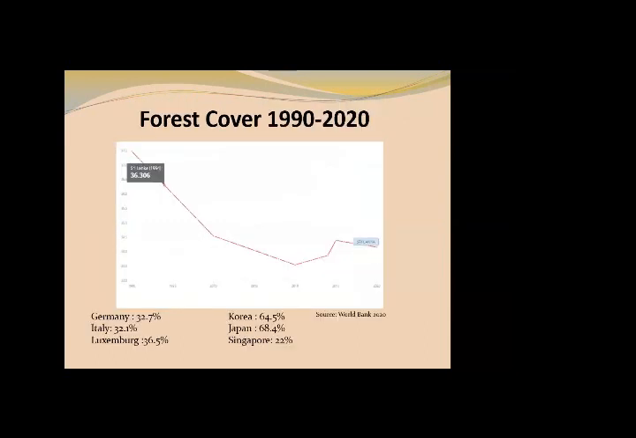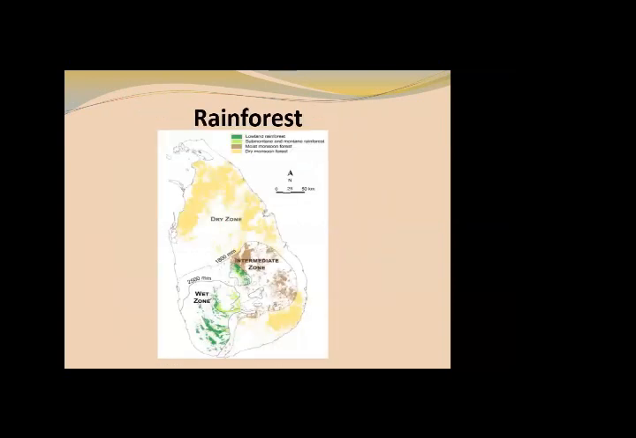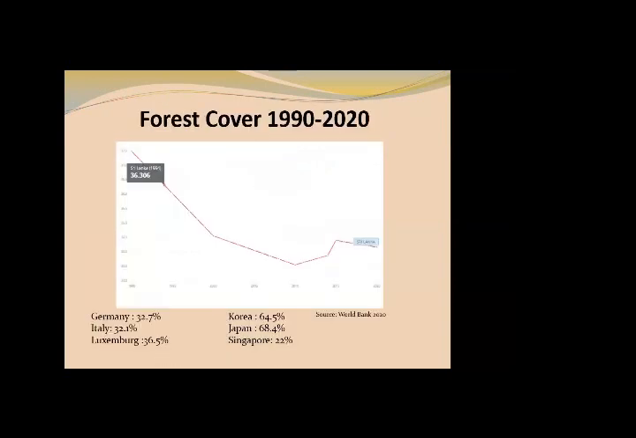Now, can you see this somewhere here? There is an upward curve. What happened to my cursor? I don't see my cursor. Okay, sorry. So there is an upward curve because of the replantation that they have gone in. But as I said, this continues to decline. So the forest cover is extremely bad.